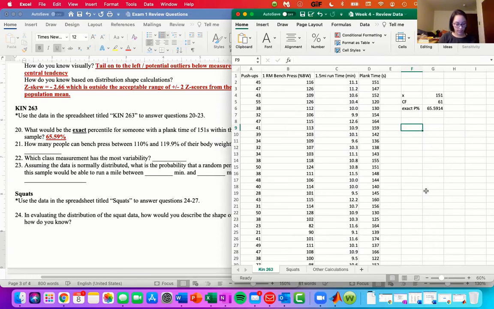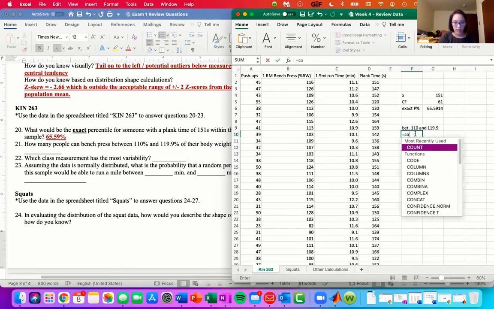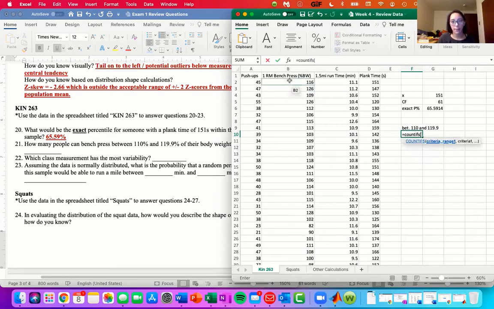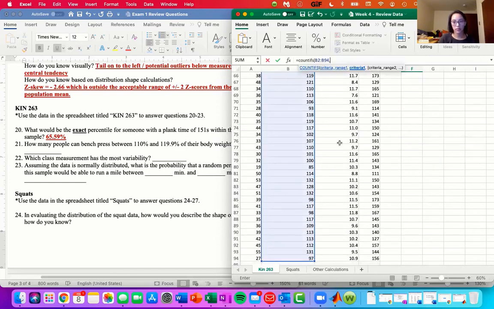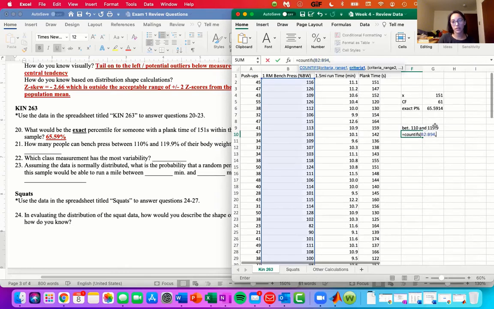I'm going to just put some notes here so we know what we're looking at, between 110 and 119.9, okay? So, yep, there we go. All right, so we would use a countifs, plural. We're looking at bench press, okay? So I take that range of data, specify my first set of criteria.